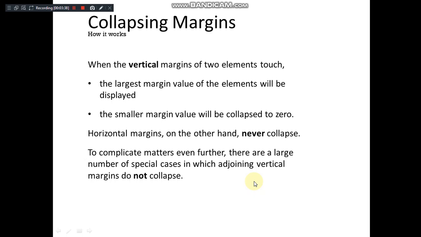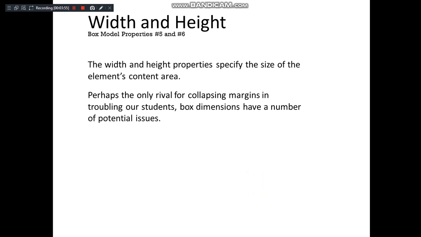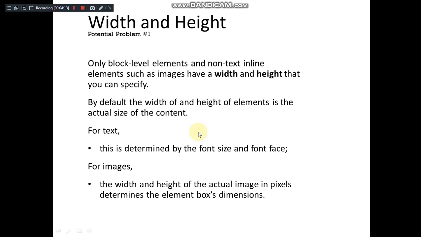Horizontal margins, on the other hand, never collapse, because it would complicate matters even further. There are a larger number of special cases in adjoining vertical margins, which may also not collapse, depending upon the browser settings. Box model properties also include width and height properties, which specify the size of the element's content area, perhaps only relevant for collapsing margins. This has a potential issue, so it is not discussed here and not used practically.